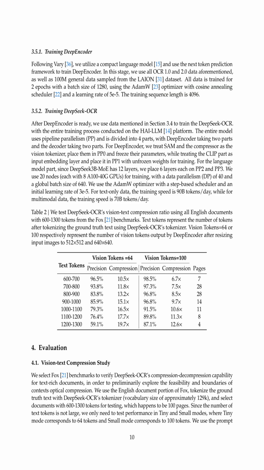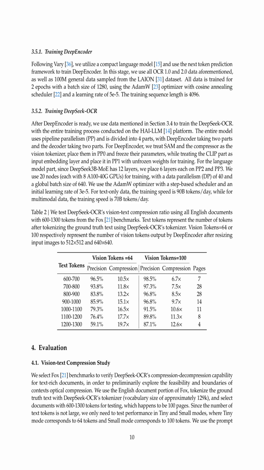3.5.2 Training DeepSeek-OCR. After DeepEncoder is ready, we use data mentioned in section 3.4 to train DeepSeek-OCR, with the entire training process conducted on the HAI-LLM platform. The entire model uses pipeline parallelism (PP) and is divided into 4 parts, with DeepEncoder taking 2 parts and the decoder taking 2 parts. For DeepEncoder, we treat SAM and the compressor as the vision tokenizer, place them in PP0, and freeze their parameters, while treating the CLIP part as input embedding layer and place it in PP1 with unfrozen weights for training.